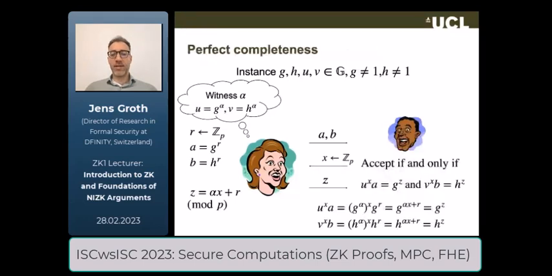Okay, and completeness is fairly easy because you just plug in numbers and see the verifier will actually accept whenever the prover has followed the protocol.